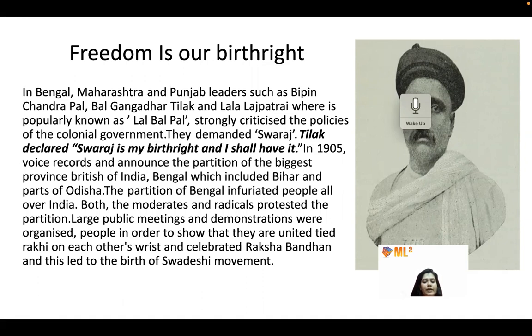Both the moderates and radicals protested the partition. Large public meetings and demonstrations were organized. People, in order to show that they were united, tied Rakhi on each other's wrist and celebrated Raksha Bandhan, and this led to the birth of the Swadeshi movement.